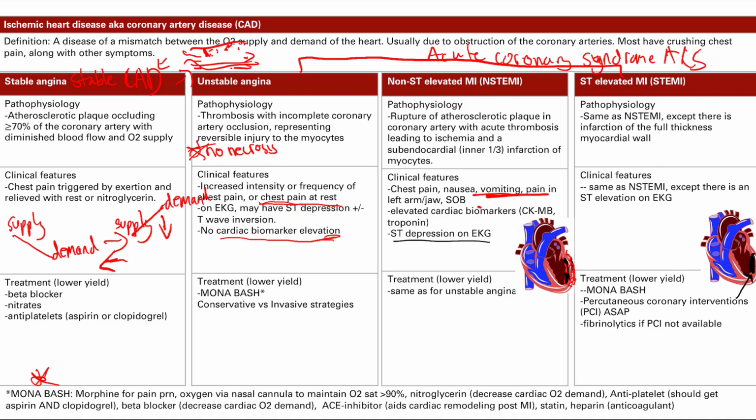Alright, so this is a very high yield slide. Please note everything I've talked about here, except for the treatment, a little bit lower yield, but it's still very useful.